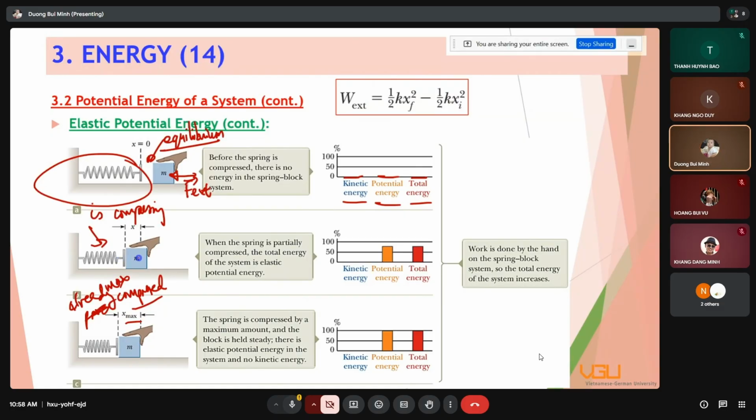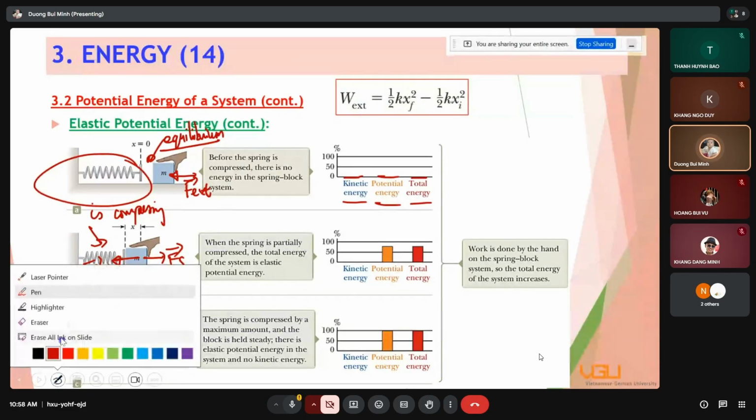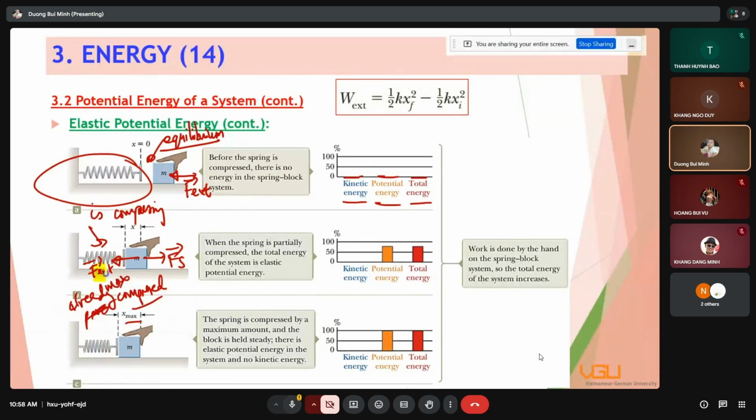Now here, this one is F external, and this one is Fs. F external comes from the hand, and Fs comes from the spring. If the magnitude of the external force is higher than Fs, the spring continues to be compressed.